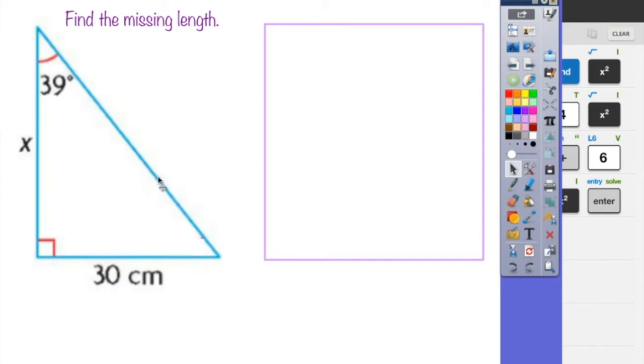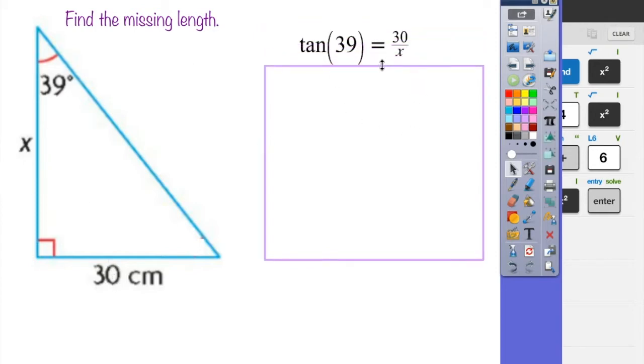For that reason, we cannot use the Pythagorean theorem. So we know that we can use trigonometry. Okay, which trig function allows us to put a ratio between our opposite side and our adjacent side? So CAH TOA, so TOA, tangent of opposite over adjacent. So I'm going to write the tangent of 39 is equal to 30 over x.